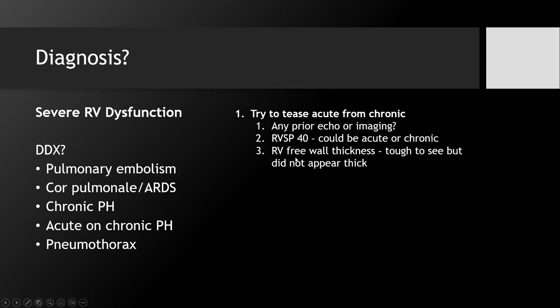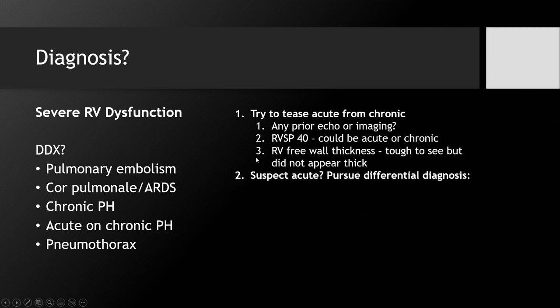And again, you can have RV free wall thickness, which I didn't measure. It's tough to see in my subcostal four-chamber view, but it didn't appear thick. So maybe we'll go forward and say, well, this patient's in the ICU. This doesn't seem like a benign finding. Probably not something they're walking around with. This is acute, but it could still be cor pulmonale, PE, acute on chronic PH, or a pneumothorax.